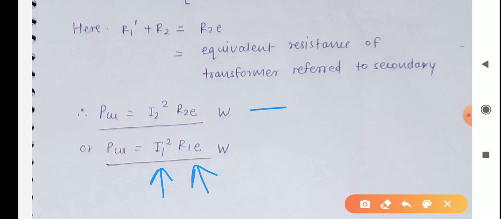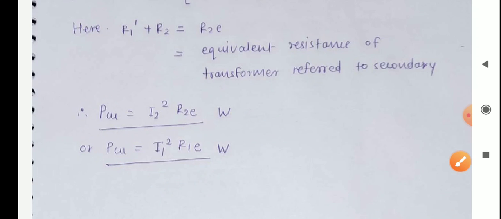This gives us the equivalent resistance expression and the copper loss expression in terms of the equivalent resistances, which is useful for us to determine the efficiency of the transformer, because copper loss plays an important role in the calculation of efficiency. So this was about the calculation of equivalent resistances of the transformer without affecting the transformer performance. Simply we can say that the total resistance can be calculated by referring to one side only. R1 and R2 can be converted to R1E and R2E.